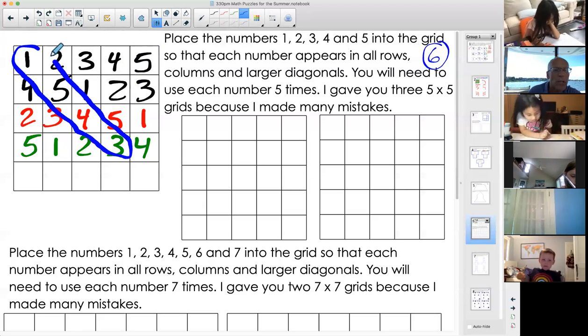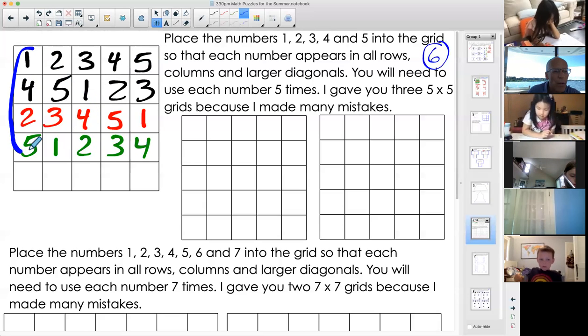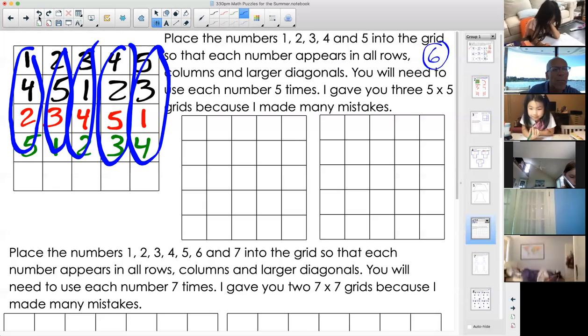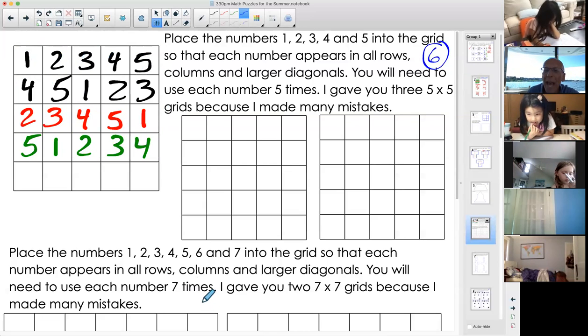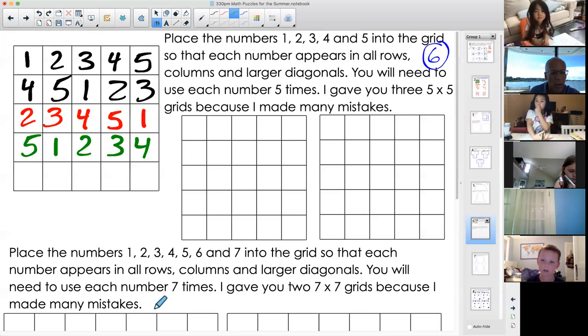This diagonal works. Column 1, column 2, column 3, column 4, and column 5. Guess what, Cam? So far, so good. Allie, can you tell me where the last one would go? And Isabella, I want you trying this. Work hard, work hard. Allie, where does the 1 go in the last row?